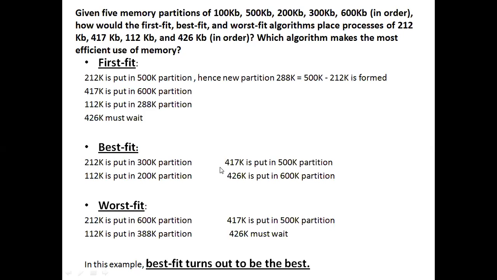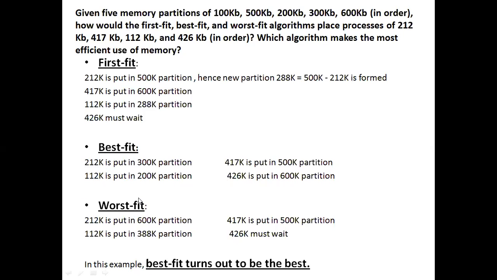The next one is 417. It can be placed in the 500 kilo partition. Then 112 comes in. It can't be placed in the first block, so it is placed in the 200 partition. And similarly, the 426 can be placed in the 600K partition. So now in this case, you see all the processes are happily occupied in the memory partitions.